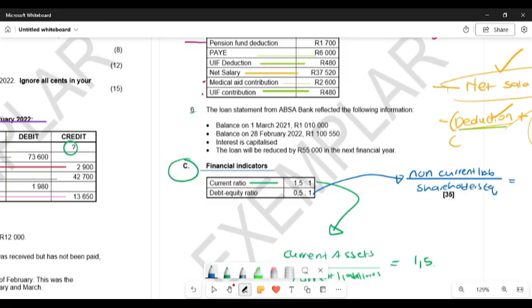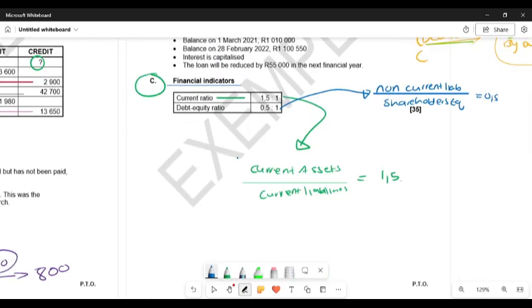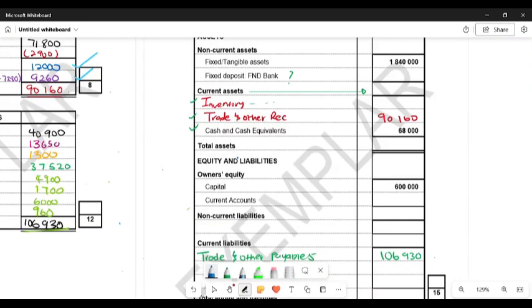And you're going to get 0,5. So, do you agree here? If I can get the owner's equity balance, we would be able to get the current account amount, right? Because why? This owner's equity is your capital plus current account. We already have our capital balance.